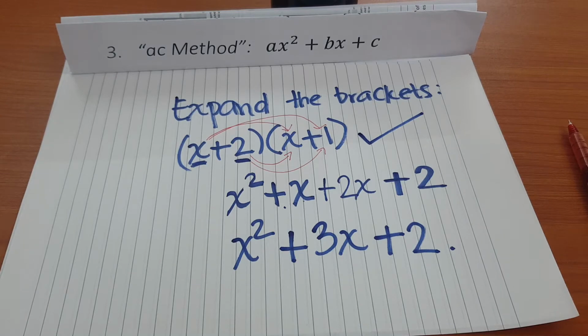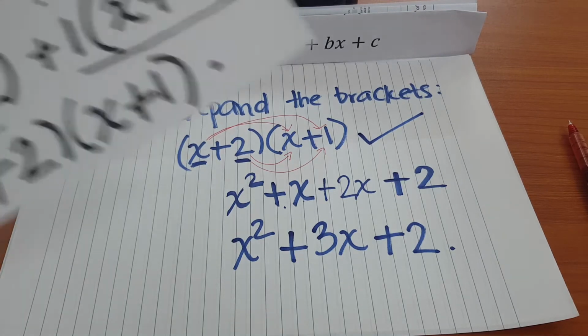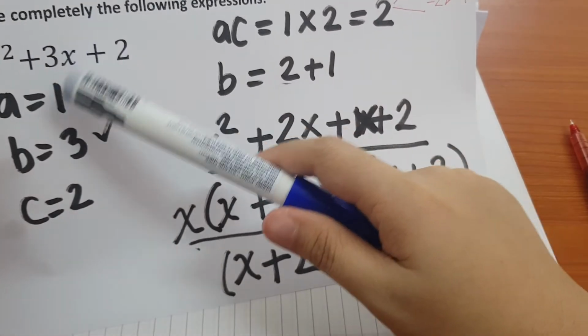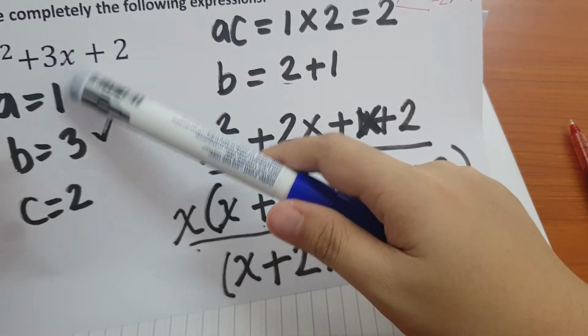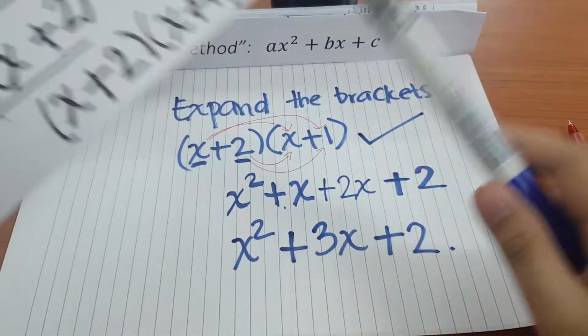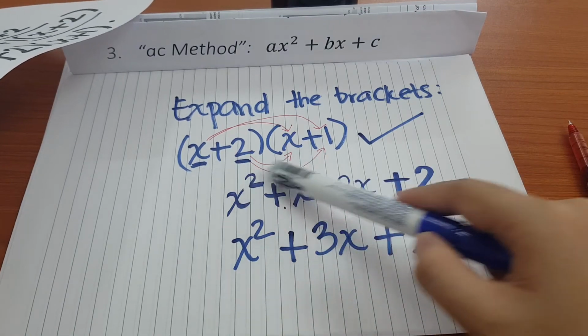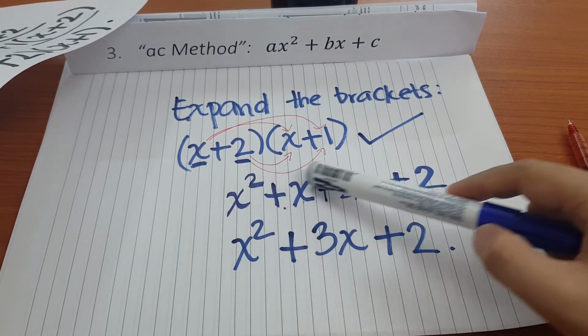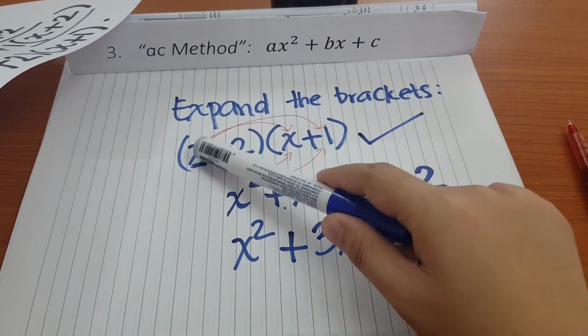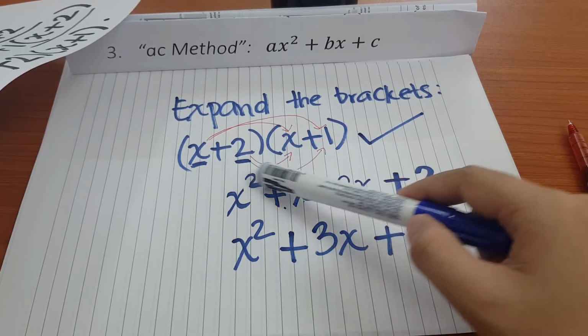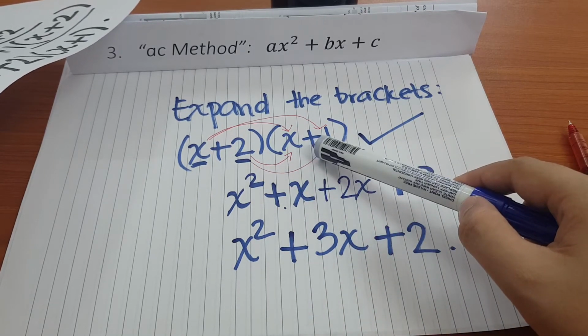So that means after you have solved this one by using the AC method, to check your work, all you need to do is to expand the brackets, meaning to remove the brackets. How will you do that? By multiplying to all of the terms in your factor.